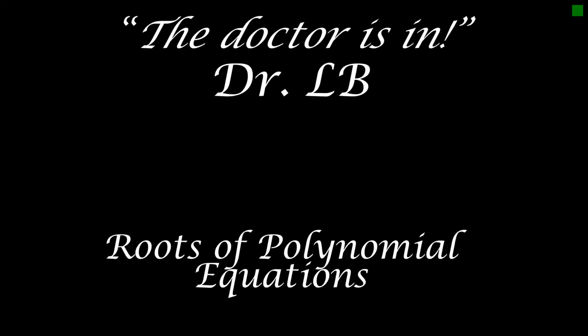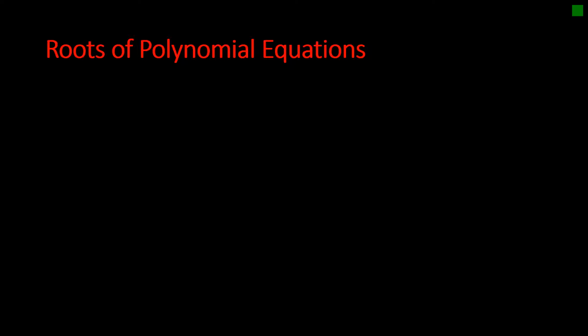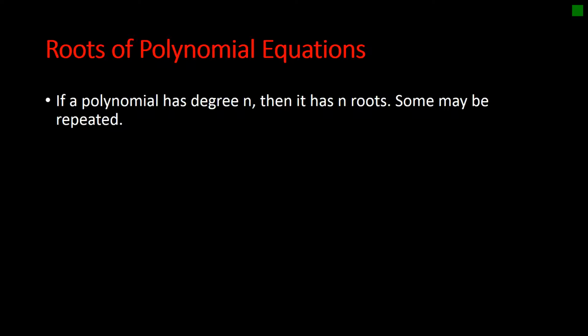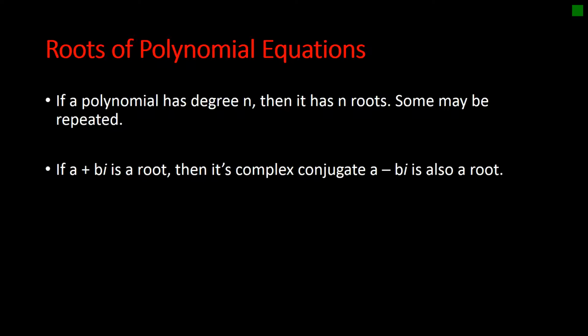Today, we look at roots of polynomial equations. If a polynomial has degree n, then it has n roots. Now, some of them may be repeated, but it has n roots. We can also say that if a complex number a plus bi is a root, then its complex conjugate a minus bi is also a root. This is very important for us because knowing one is a root means, hey, we have two complex numbers who are roots.